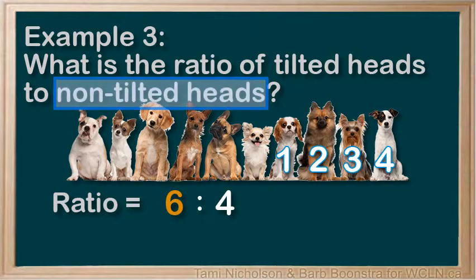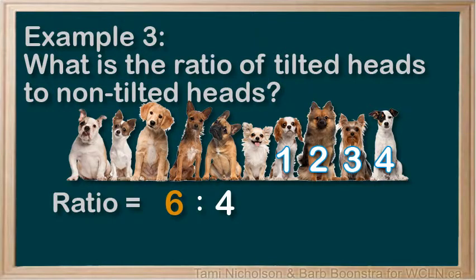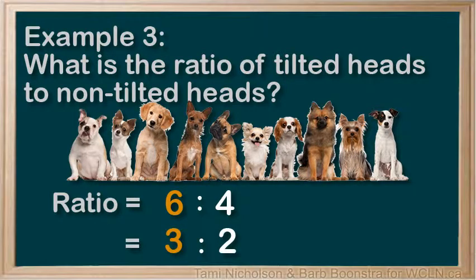Can we simplify or reduce this ratio? Is there a number that we can divide both 6 and 4 by? Yes, they are both divisible by 2. So let's reduce. We'll divide both sides by 2. 6 divided by 2 is 3. 4 divided by 2 is 2. So the reduced version of our ratio is 3 to 2.